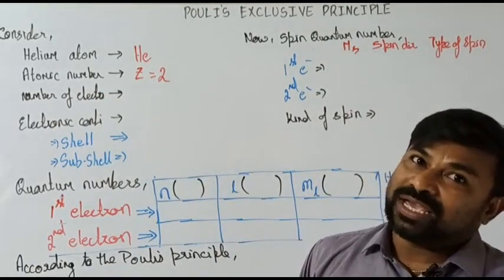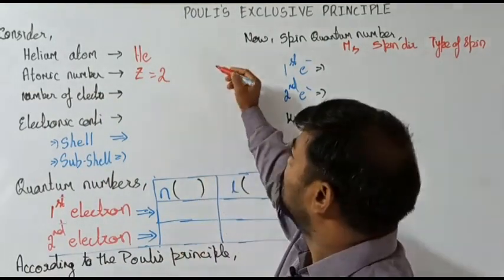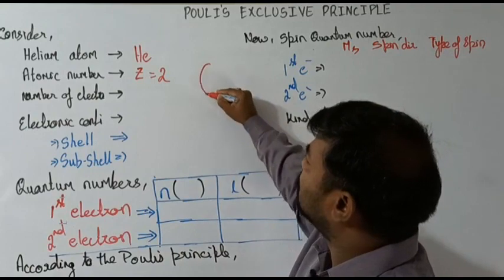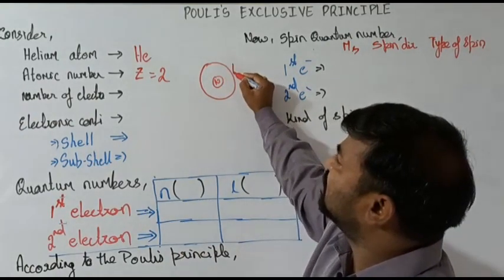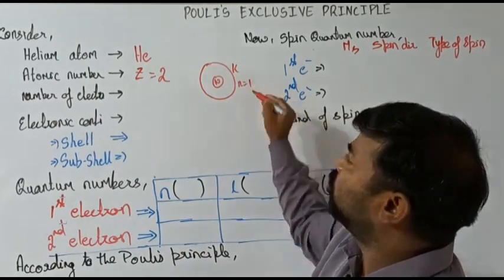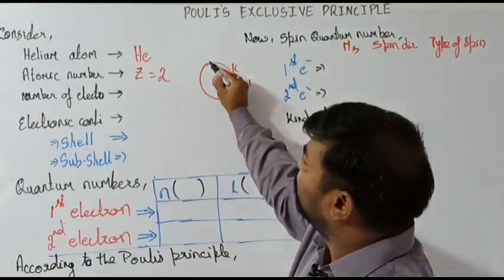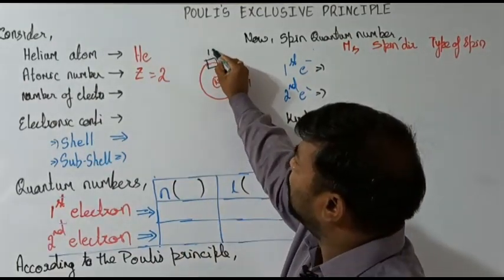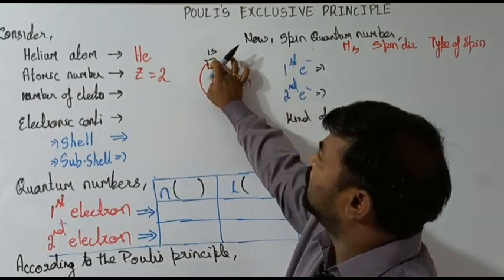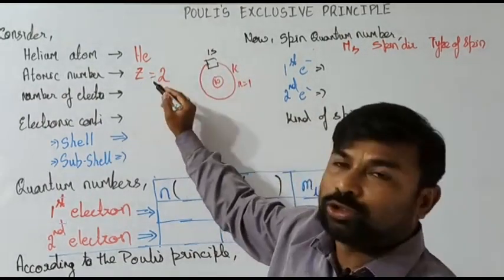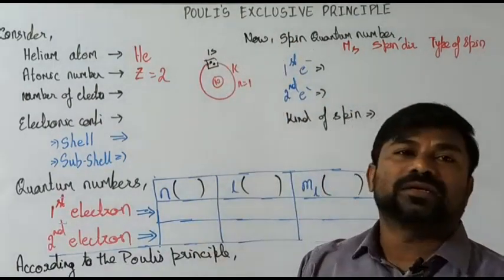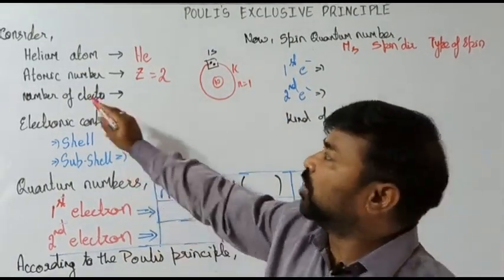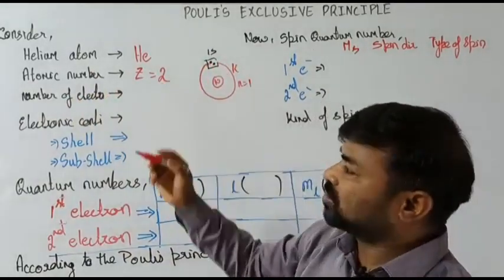So as the atomic number is 2, if we fill it out in a structure, if this is the nucleus, this is the K orbit, n is equal to 1, so if we are talking about 1s, the condition is both electrons will be present inside the 1s orbital. That's the number of electrons. How many electrons does it have?